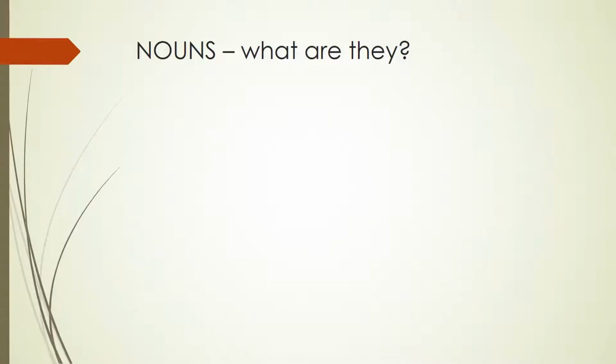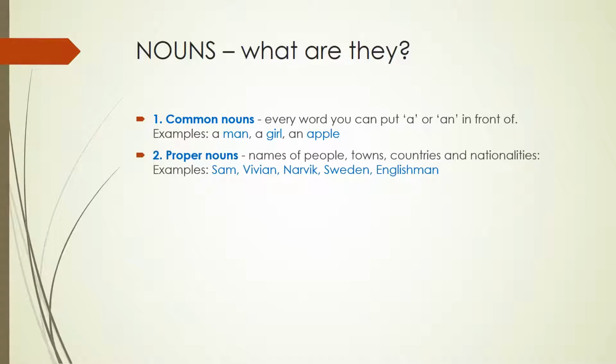Nouns, what are they? There are two categories, common nouns and proper nouns. Common nouns, that is every word you can put a or an in front of. Examples: a man, a girl, an apple. Then you have proper nouns, which are names of people, towns, countries, and nationalities. Sam, Vivian, etc.